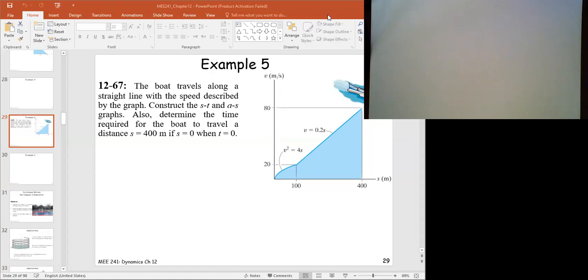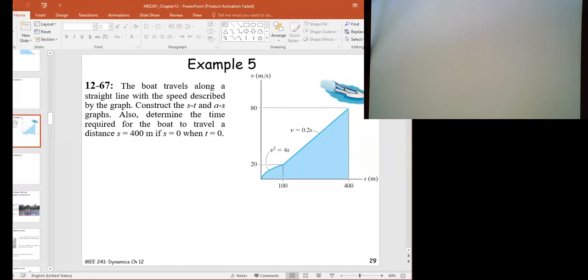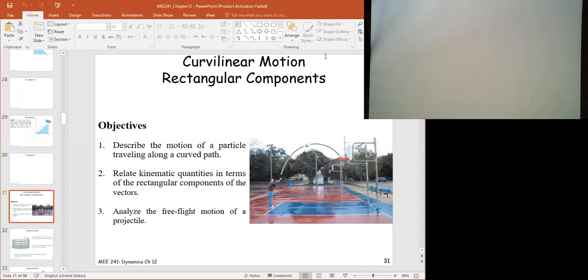All right, guys, so today we're going to continue with what we discussed last time. We were talking about this example, and essentially we constructed the position versus time, velocity versus time, and acceleration versus time, and then finally, we also put the acceleration as a function of the position. Did you guys have any other questions on this example? Okay, if not, we're going to continue and start a new topic, which is curvilinear motion.